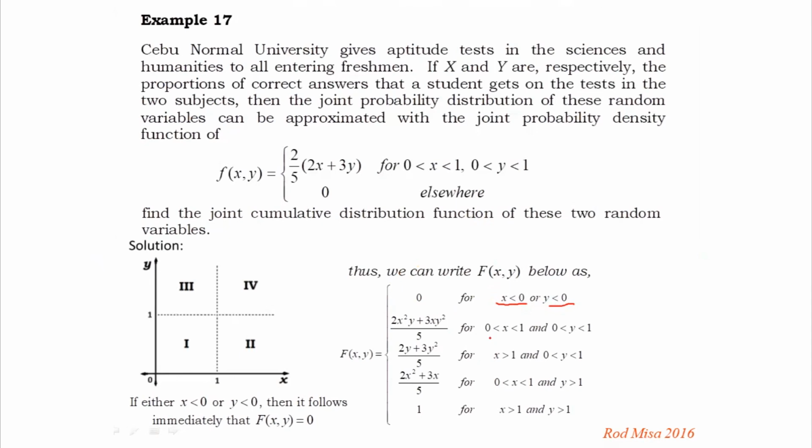But when your x is from 0 to 1 and your y is from 0 to 1, so this is region 1, the probability is this expression here. But when your x is greater than 1 but your y is from 0 to 1, this is the probability for region 2 here. And when your x is from 0 to 1 but your y is greater than 1, the probability is this one for the region 3. But when your x is greater than 1 and y is greater than 1, the probability is 1, which can be seen as the probability of region 4 here.